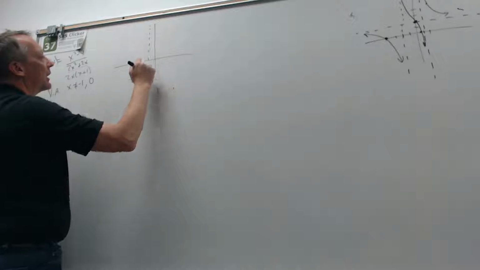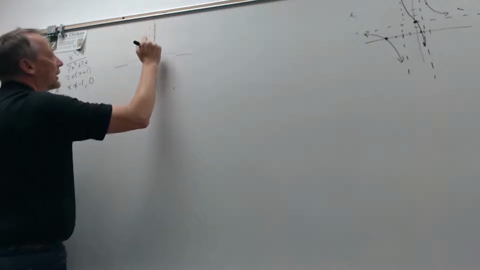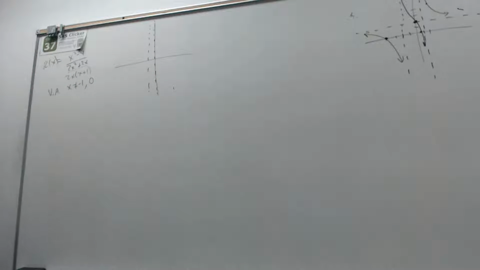Okay, let's start drawing our graph here. -1, 0. Okay. Next step, the horizontal, slash the oblique.